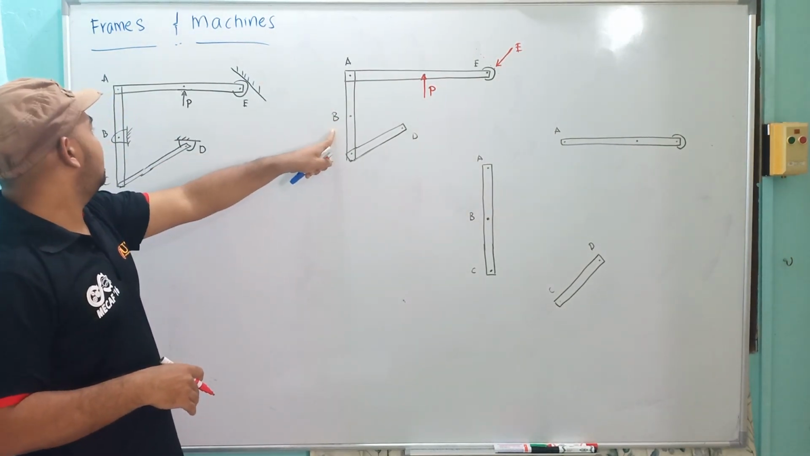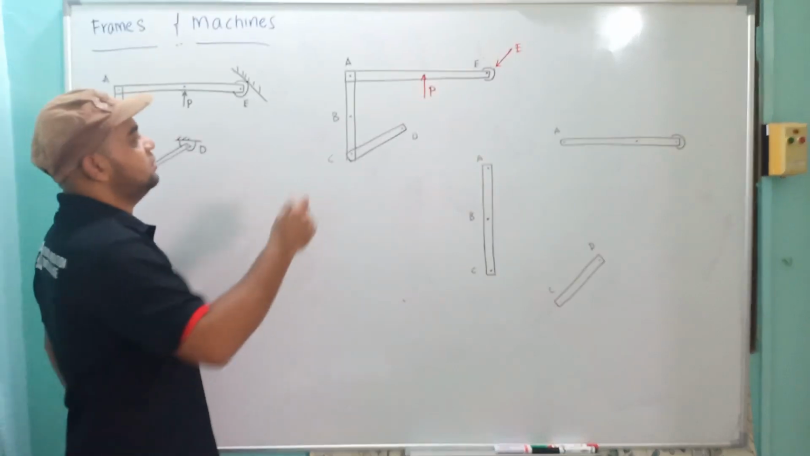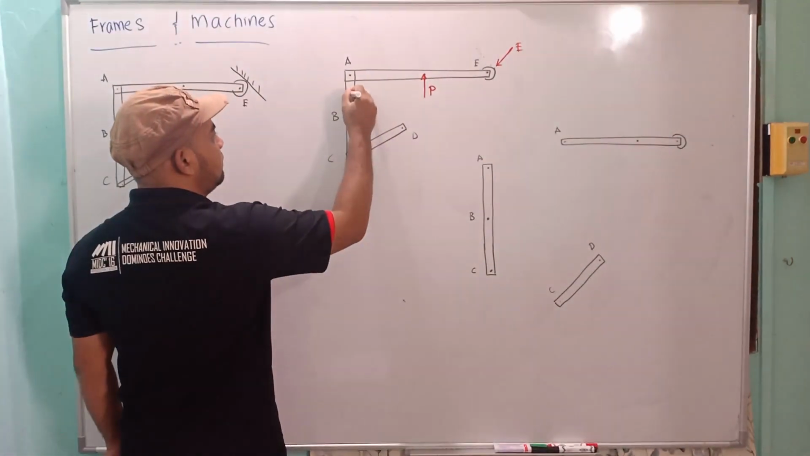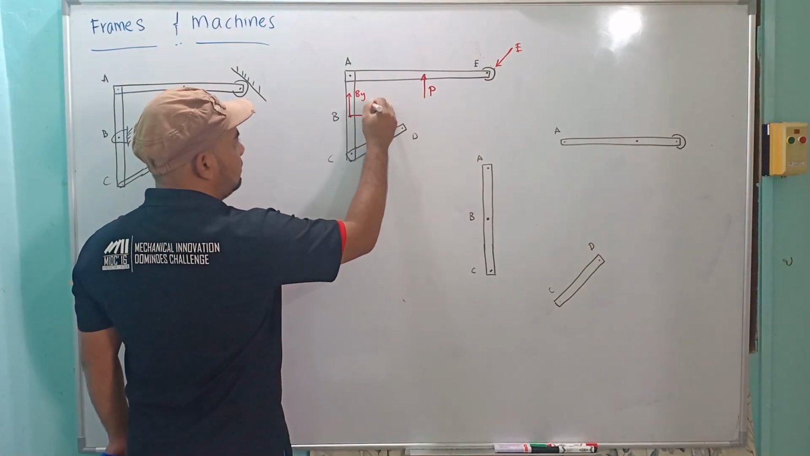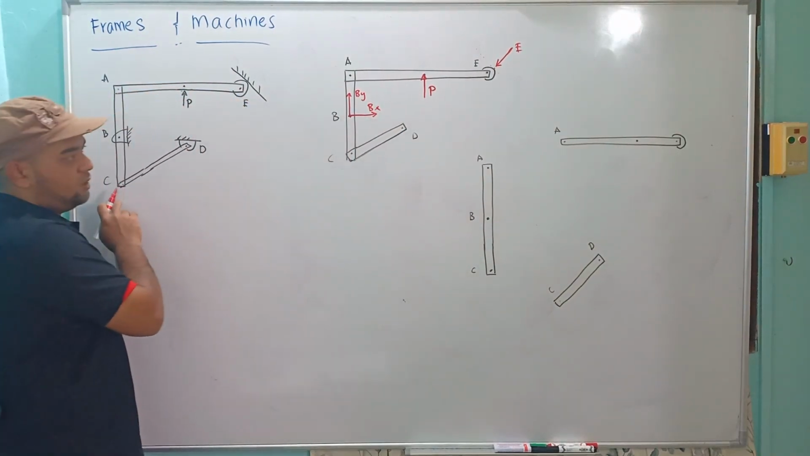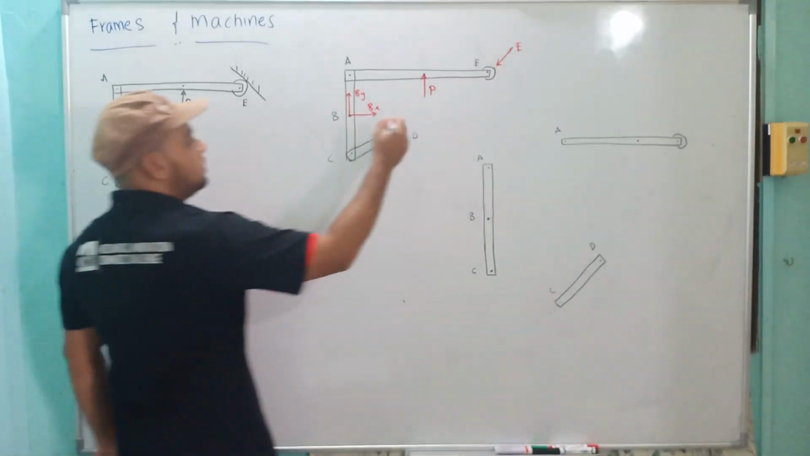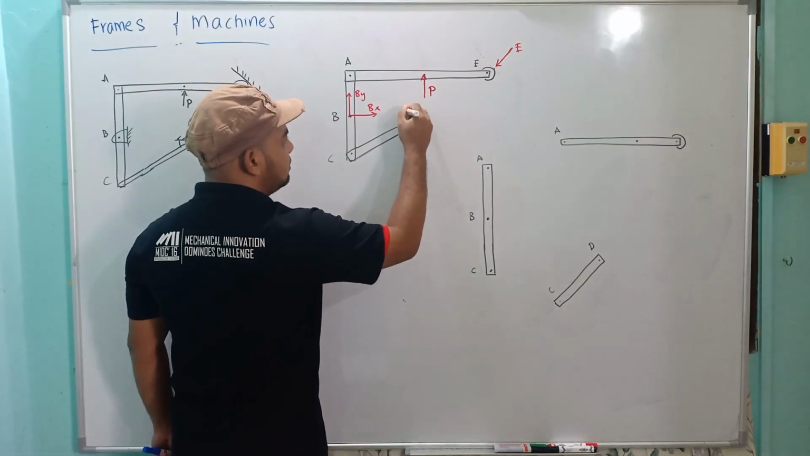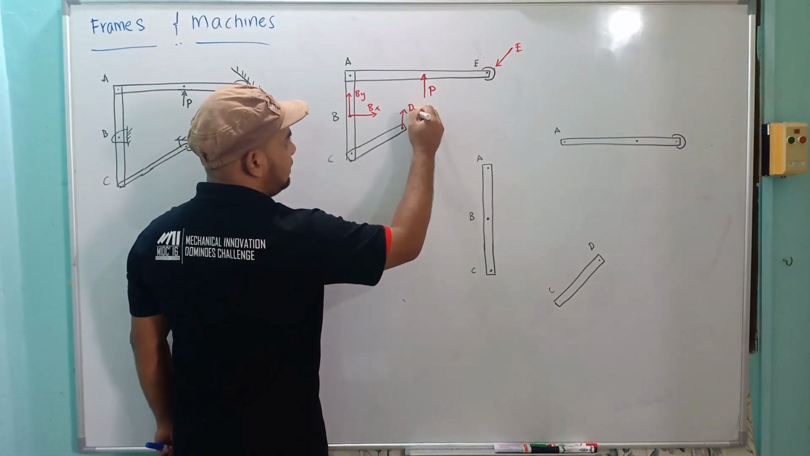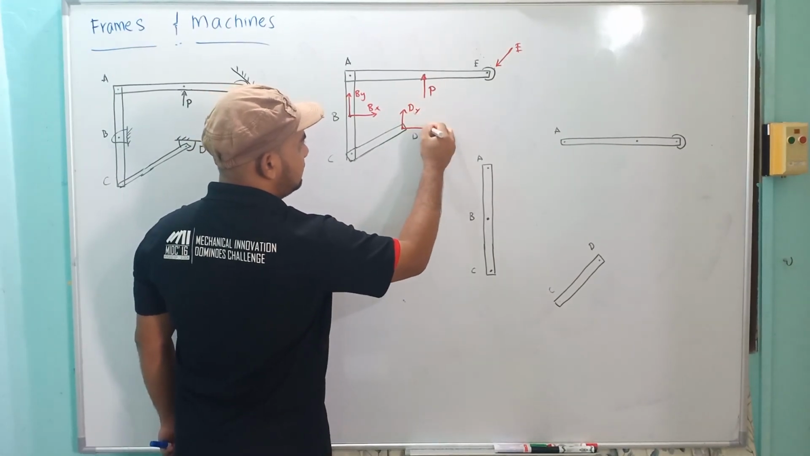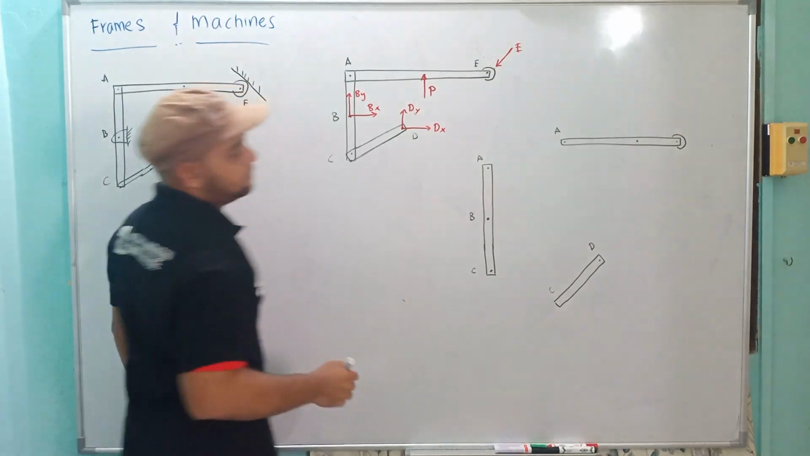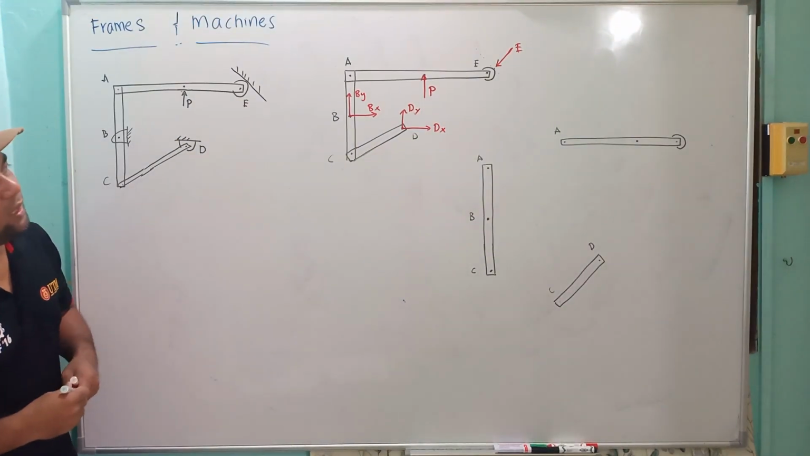Here we open one which is a pin joint, so we should have BY and BX. Here we didn't open, nothing. D is also a pin joint, so DY and DX. Okay, so DY and DX.